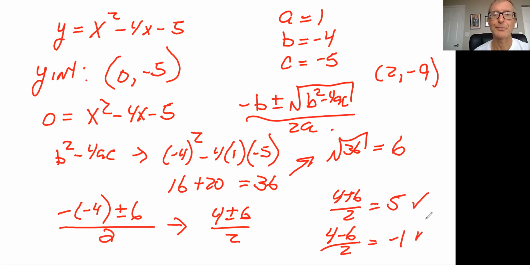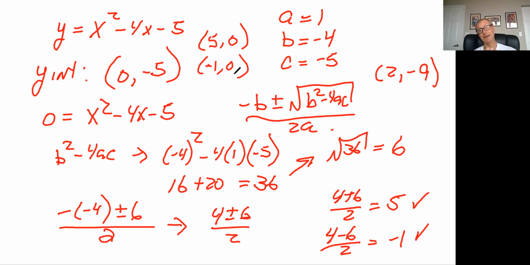So here are your two x-intercepts, 0, 5, and whoops, that is backwards, 5, 0, and -1, 0. And some of you would look at this and say, oh, that could be factorable. Yes, it was a factorable equation as well.